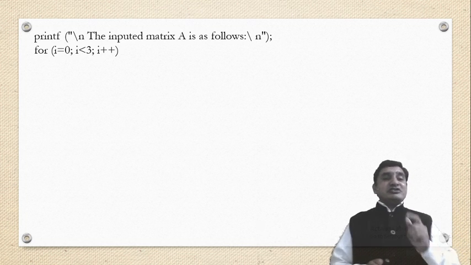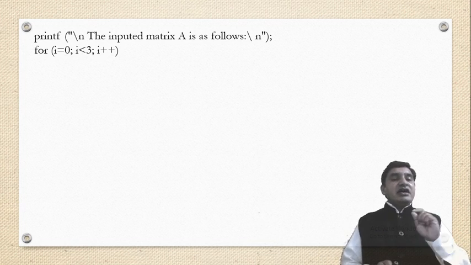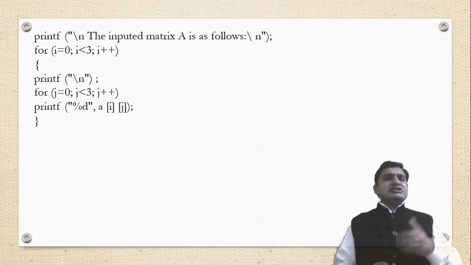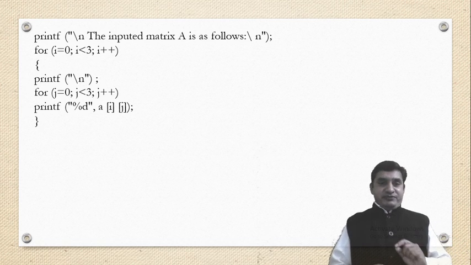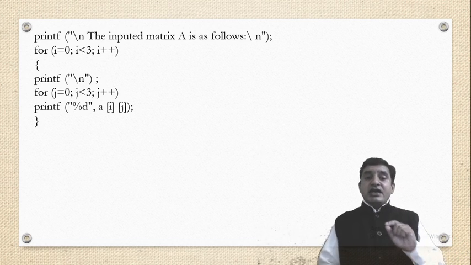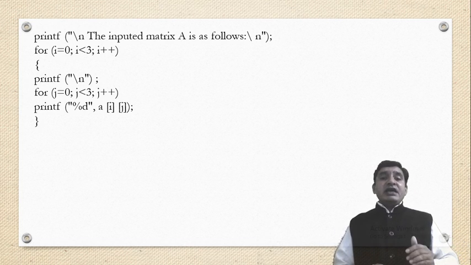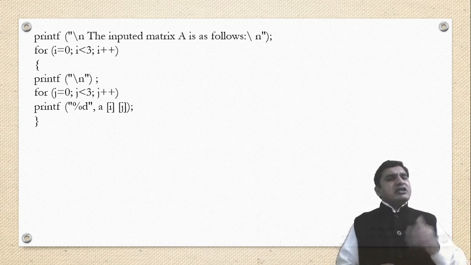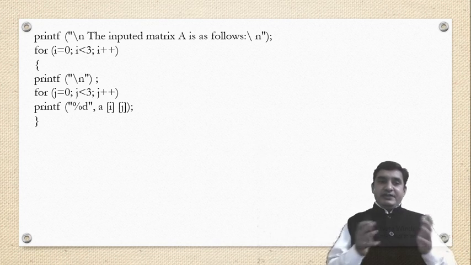For that again we use a for loop, for i is equal to 0, i is less than 3, i is incremented. Again printf \n, it is used for a new line. For j is equal to 0, j is less than 3, j is incremented. Printf percentage d a[i][j]. So this is used to display the first matrix on the screen. For that we use the printf function. Printf \n is used for a new line.